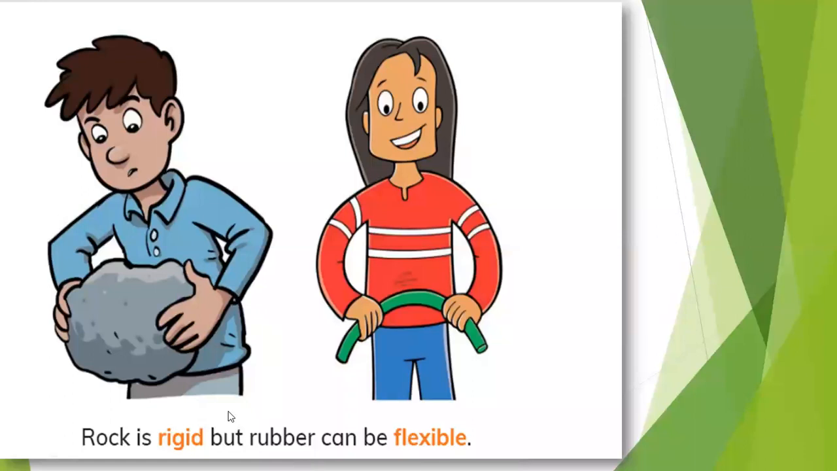Okay, moving on to the lesson. Here you can see a boy is holding a rock, and a girl is holding a rubber. So rock, what is the property of rock? Rock is rigid. You cannot bend it. It's very hard to bend. But rubbers can be flexible. You can turn them, you can bend them easily. So these are the differences between rock and rubber. Rock is rigid, whereas the rubber is flexible.